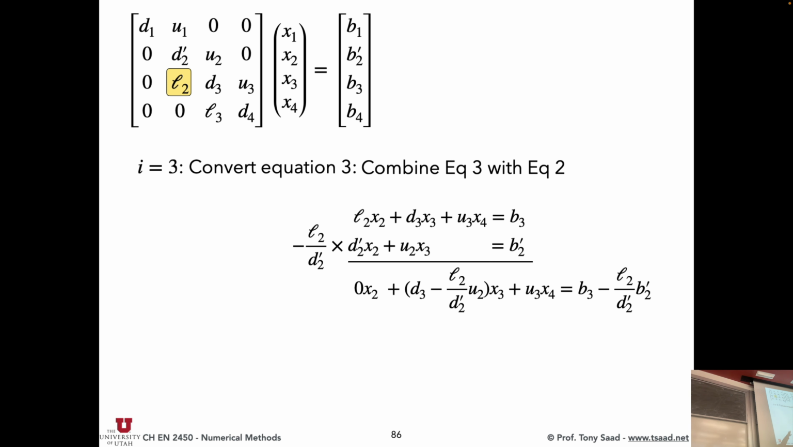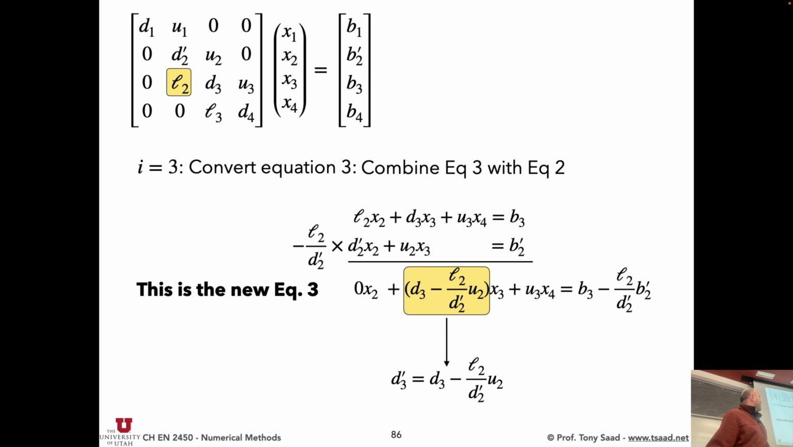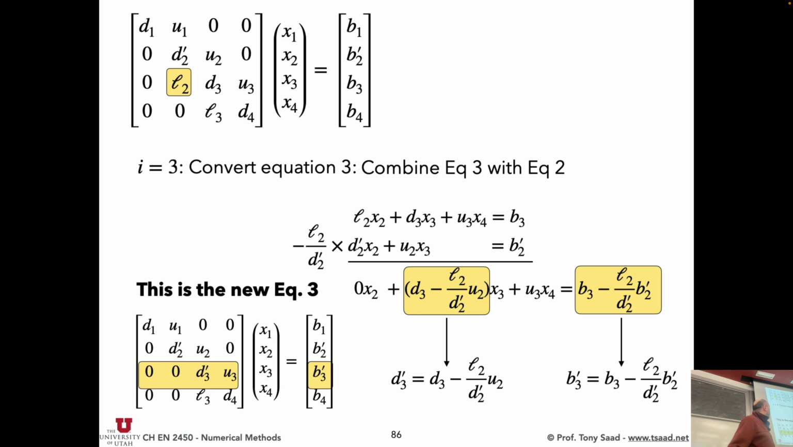So I get 0x2, which eliminates L2, and a new coefficient on the main diagonal for x3, and a new right-hand side. Again, I'll call this D3 prime, and the other one B3 prime, and that's what's happening to equation 3. See, we went to equation 2 and eliminated x1. We went to equation 3 and eliminated x2. The last one is the same thing. We're almost getting to an upper triangular, but we had to change the main diagonal coefficients. That's fine. That's what you do if you had two equations and two unknowns and you're doing substitutions. You solve for one, you replace it, etc. That's exactly what you would be doing.